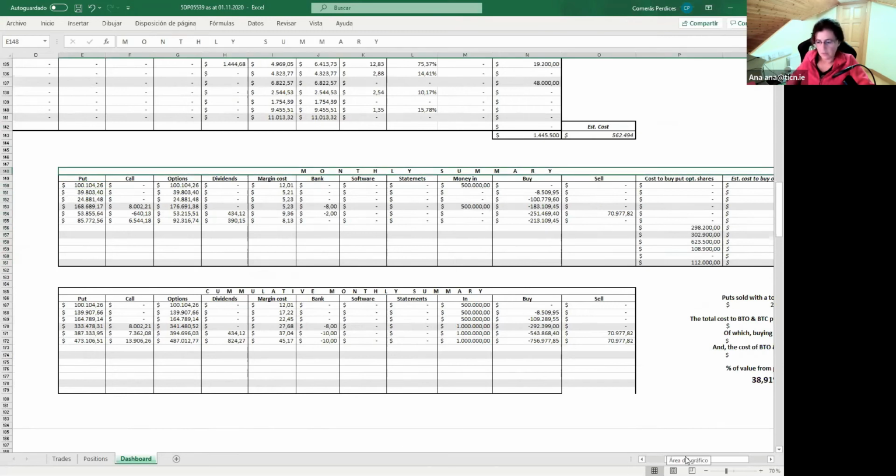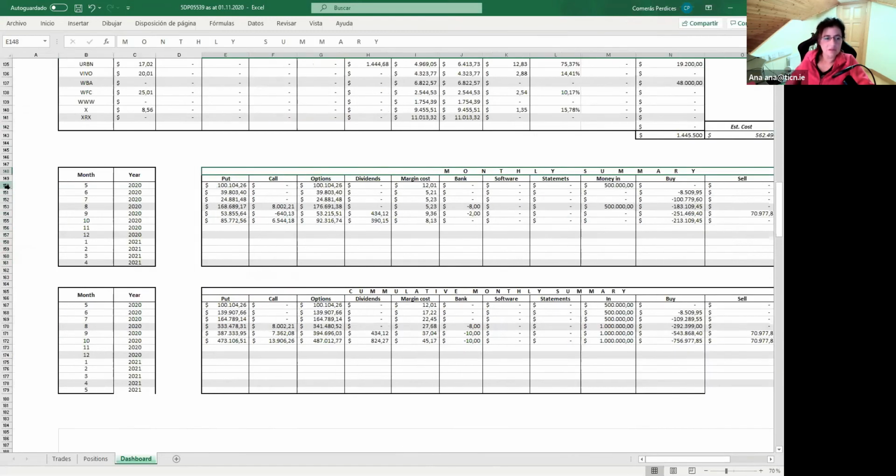What has happened? We have the months here on the left-hand side. So here, first month in May, we started in May. Put income, 100,000. Call income, nothing. We didn't have shares. Options, total, puts and calls. Dividends, we didn't have shares, so obviously we don't have dividends.